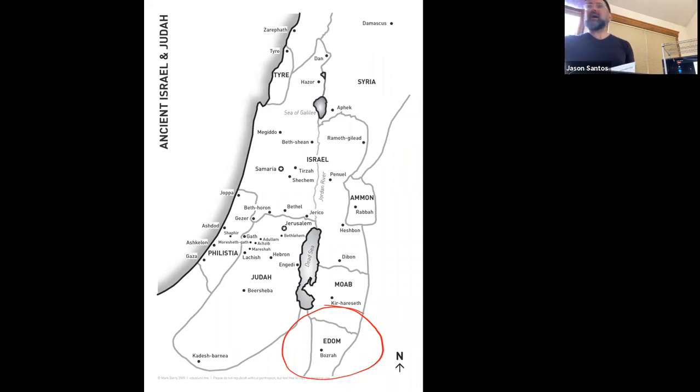Edomites. Obadiah, one of the minor prophets, ultimately his prophecy comes against the Edomites because, as the Israelites were fleeing Jerusalem up here, as they were fleeing to get out, the Edomites were catching them and taking them back to the Babylonians. And so they ultimately will suffer a harsh fate for that.